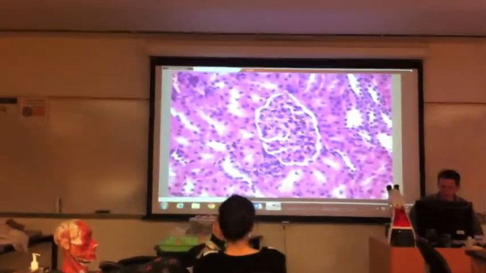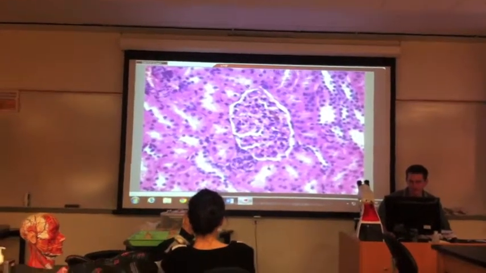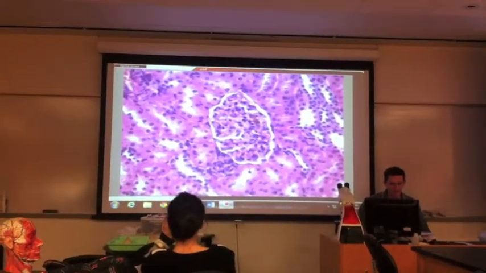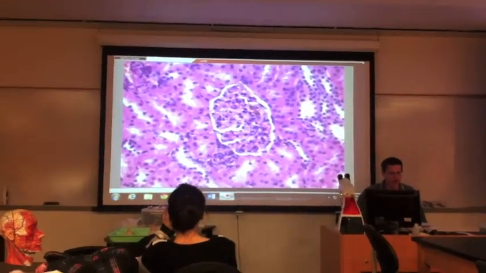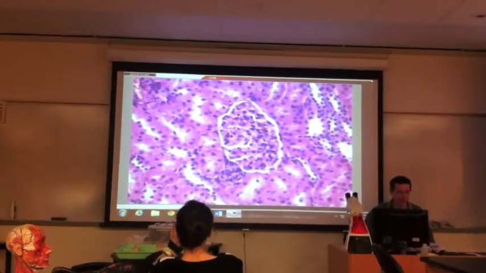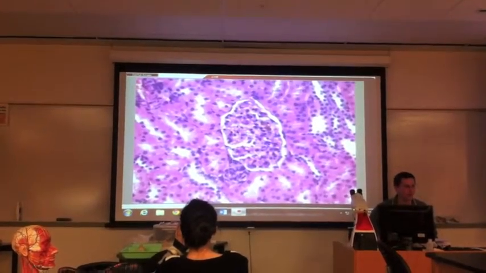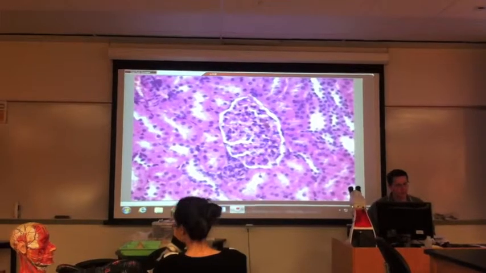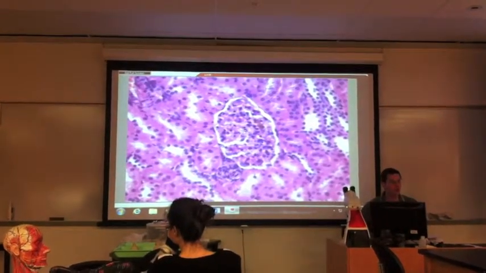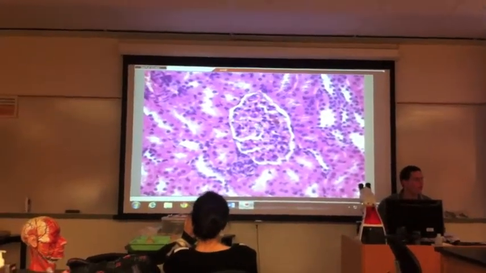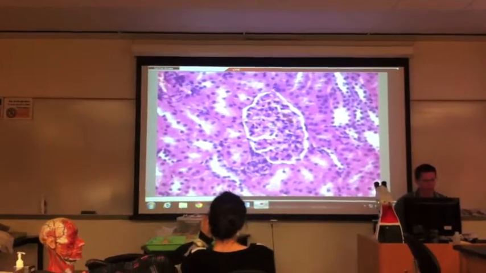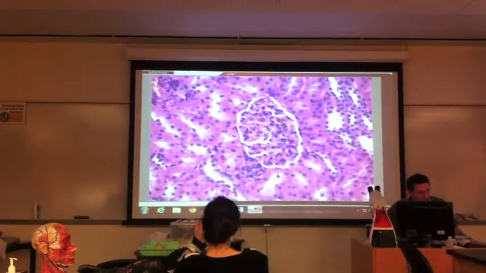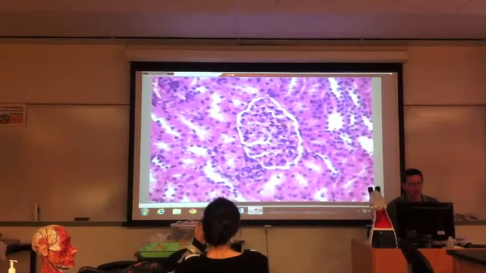Right, so this outside edge, you see just a thin cell all the way around the outside. That is Bowman's capsule. The blob in the middle is the glomerulus, and the combination of the two, this whole thing, is a renal corpuscle. Wherever you see a renal corpuscle, they are only present in the renal cortex. So just from this, you can tell this layer is renal cortex.